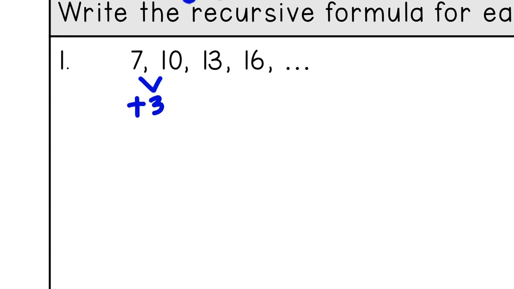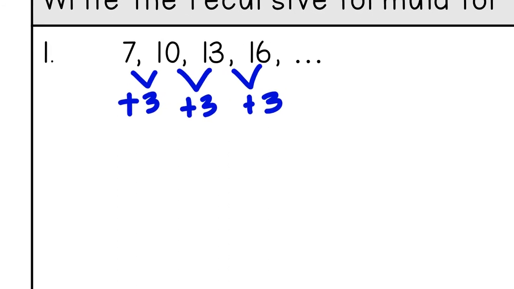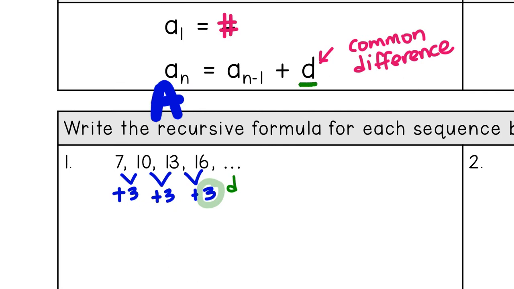Is it the same number every single time? So to get from 10 to 13, how much did they have to add? Also plus 3. And from 13 to 16 is also plus 3. So that means that 3 is our common difference. So I'm going to circle it and then just put a D next to it. That way we remember that's common difference.